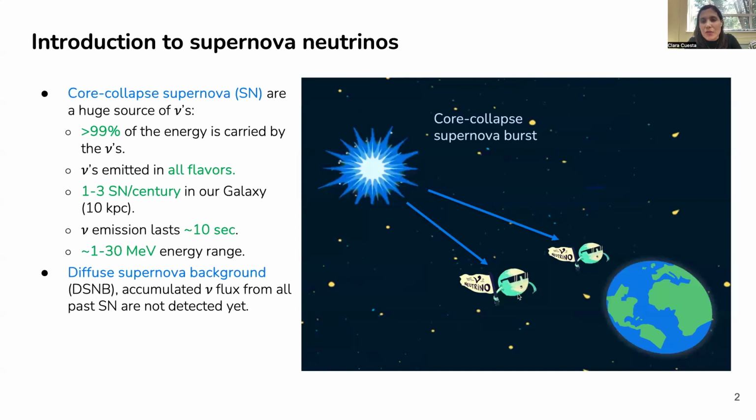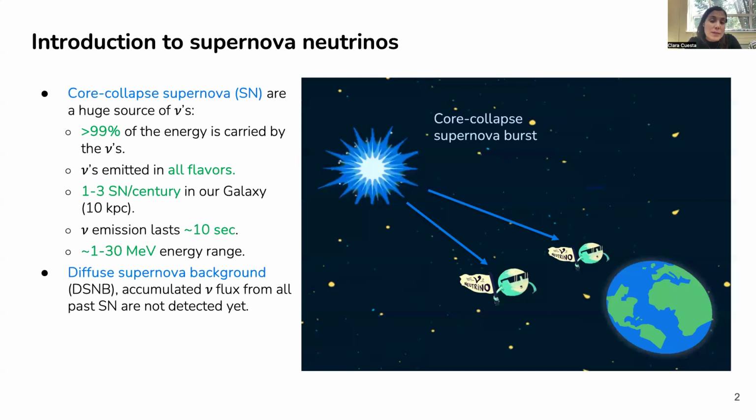Let's start with a brief introduction to supernova neutrinos. A core collapse supernova occurs when a massive star dies, and it is a huge source of neutrinos. Almost all the energy released is carried by the neutrinos, which are emitted in all flavors. However, detecting them is challenging.